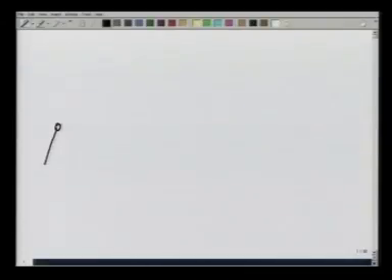As the final example of the method of joints, I am going to solve a problem again based on a problem from the book of Meriam on statics. This is a truss like this, where the lower point here is fixed.